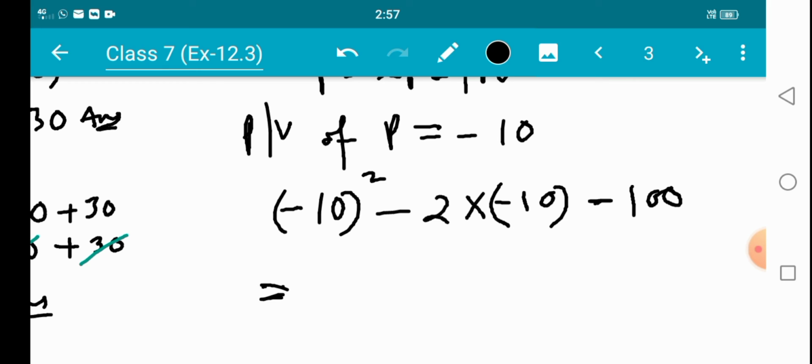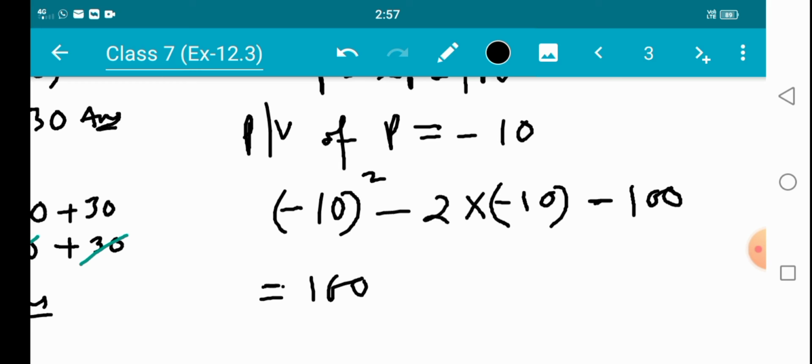find the result of this simplification. Minus 10 into minus 10. What we will get? You know that minus into minus is plus, and 10 tens are 100. So what I will write here? Directly I will write plus 100. Because minus, when multiplied an even number of times, will become plus.